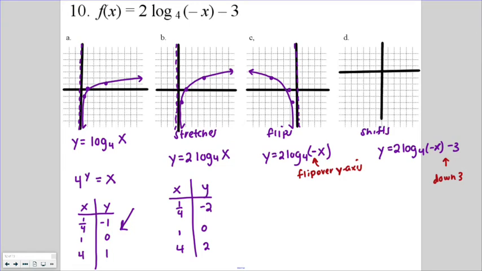And then down 3, I'm going to take all those points. So I'll start in the middle. -1, 0 goes to -1, -3. All right, -1/4, -2 is going to go to -1/4, -5. And then 4, 2 is going to go to 4, -1.